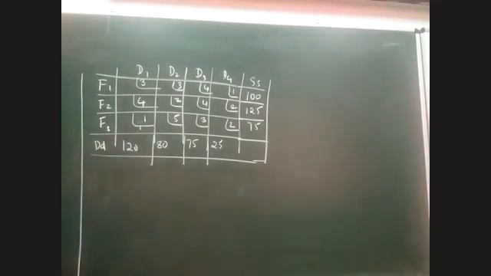Now, Vogel's approximation method is also called the penalty method. Can anybody please tell me what is the meaning of the word penalty? How do we define penalty? The difference between the lowest value and the next higher value. Very good. The difference between the lowest value and the next higher value in each row as well as column represents the penalty.